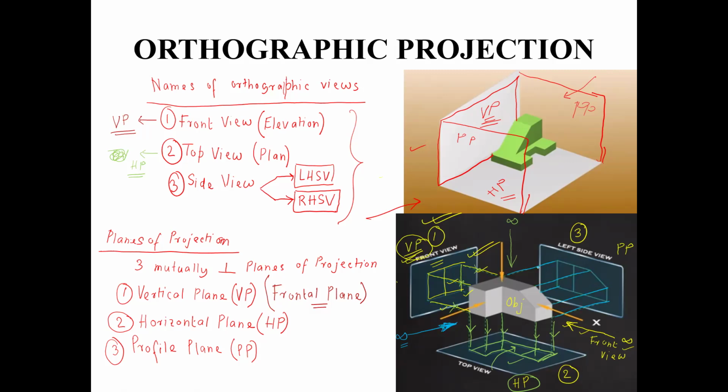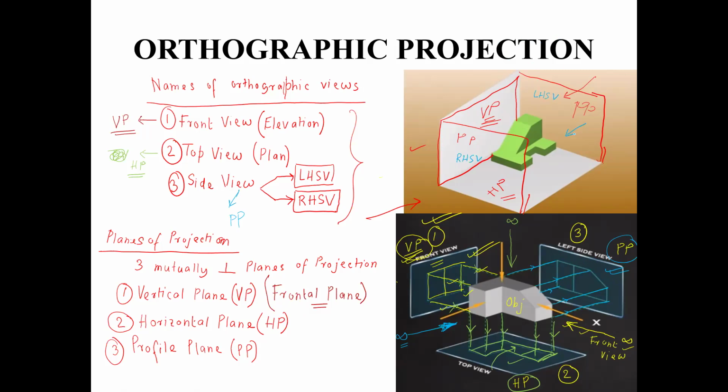This set of projectors, represented by the light blue colored lines, has such a direction that they will hit the profile plane perpendicularly. That is why the left hand side view of the object is captured on the profile plane. So the side view of the object is always captured on a plane of projection which is called the profile plane. You can see two profile planes in the upper picture. This one will contain the left hand side view. The other profile plane will contain the other side view, which is the right hand side view.